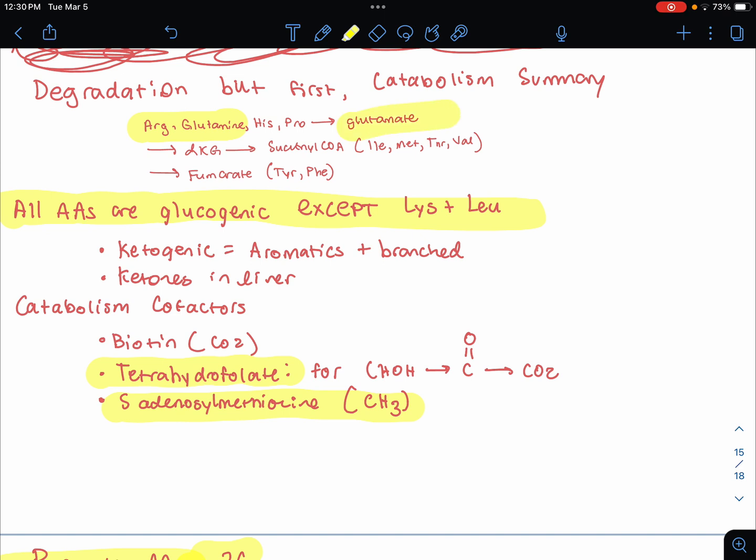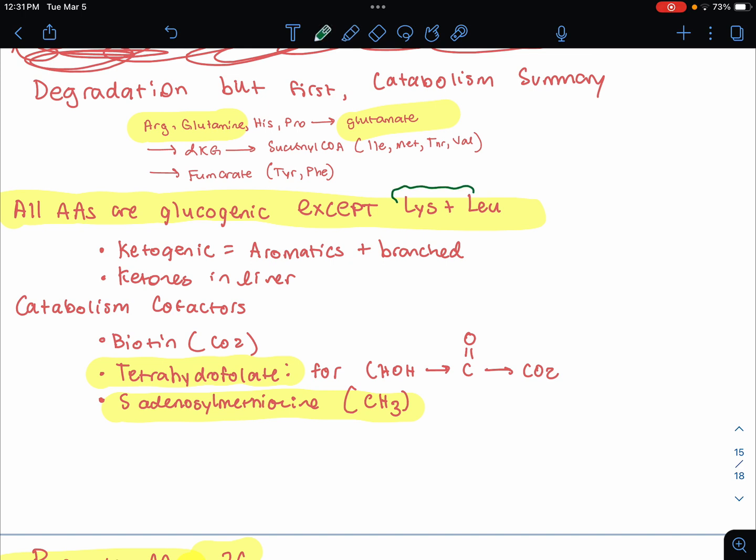Alpha-ketoglutarate will then come from glutamate, and that's going to form succinyl-CoA. The ones that make succinyl-CoA are isoleucine, methionine, threonine, and valine. And then succinyl-CoA becomes fumarate, and those are tyrosine and phenylalanine. All amino acids are glucogenic except these two.